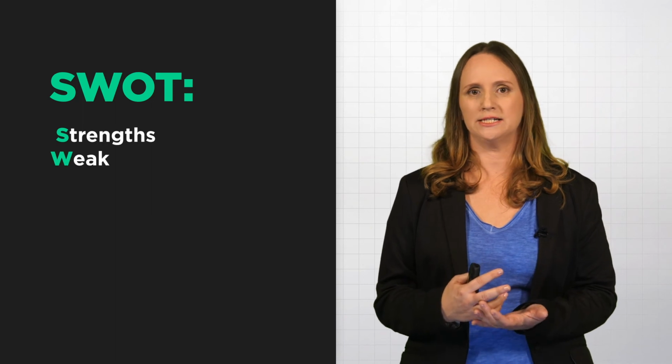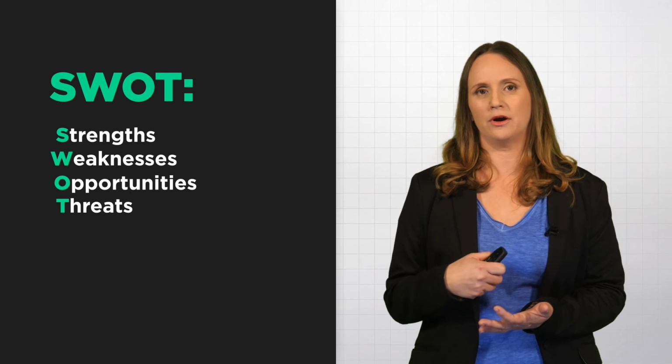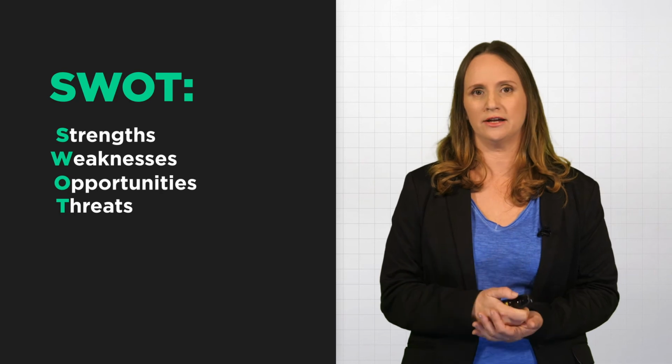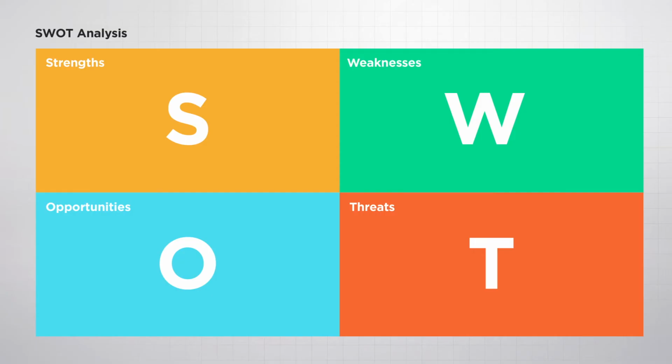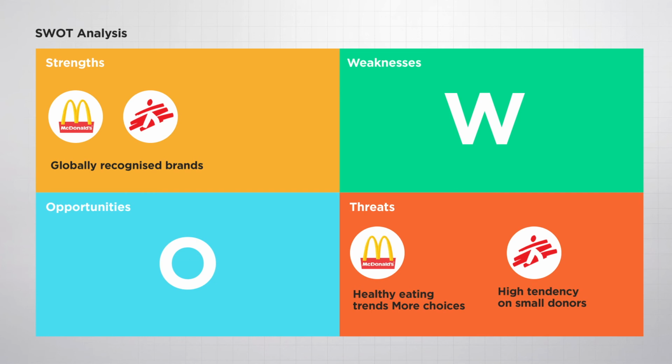In order to summarize what we've found about a market and its attractiveness, we use a simple model called SWOT: strengths, weaknesses, threats, and opportunities. It's a model to demonstrate our position within the market and is based on external and internal aspects as well as positive and negative. For example, the strength for both McDonald's and Doctors Without Borders are that they're globally recognized brands. McDonald's could be threatened by healthy eating trends, by more options, and for Doctors Without Borders, their high dependency on small donors is definitely a threat.